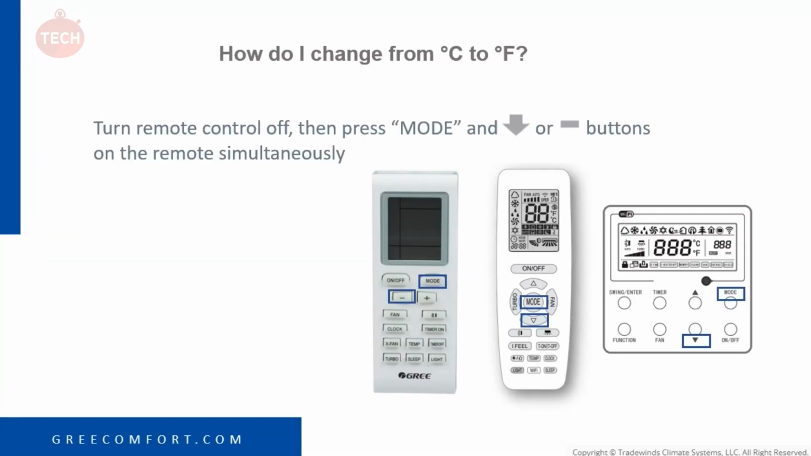All right, so another common question is, how do we change from Celsius to Fahrenheit? So what we want to do is turn the remote control to off, then press mode and down or mode and minus, depending on which remote you have. As you can see, we have pictures of two different remotes. One has a down arrow and the other one has a minus. So depending on which one you have, it's going to be mode and down or mode and minus at the same time. If you have one of our controllers, it's going to be mode and down as well. You just hit those simultaneously and that will change it from Celsius to Fahrenheit.